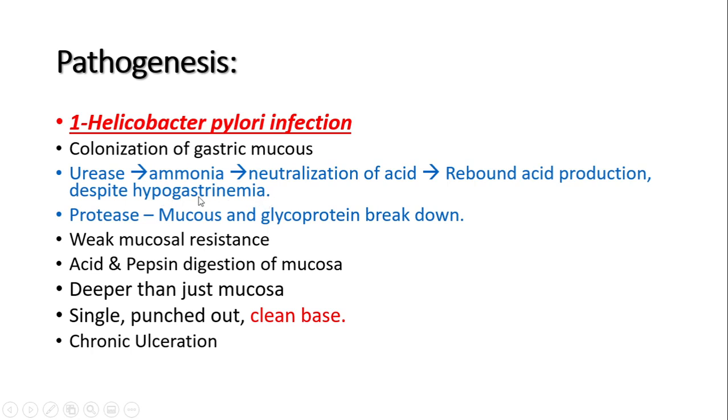There is no excess gastrin secretion from the G cells, but there is lowering of pH as a result of ammonia generation. Another enzyme secreted by the bacteria is protease. From its name, this is important for breakdown and damage of the stroma, mucus, and glycoprotein in the superficial epithelium and within the stroma.